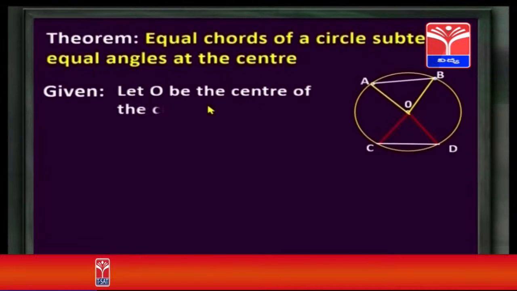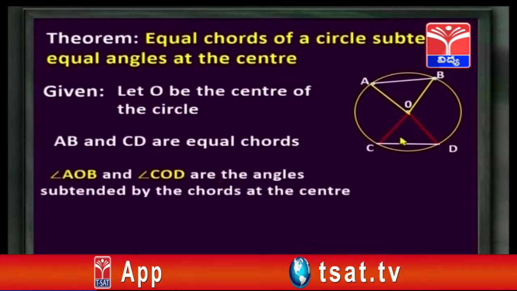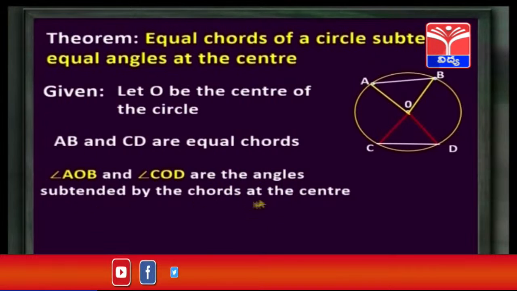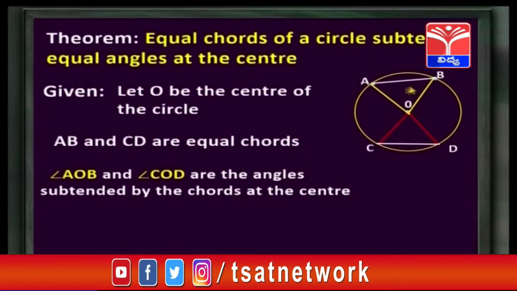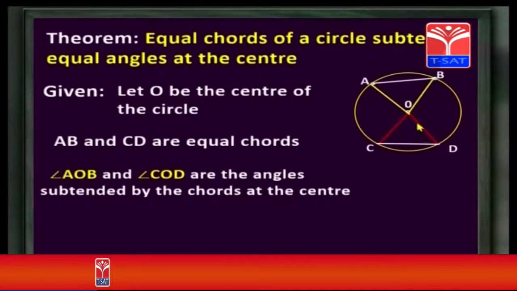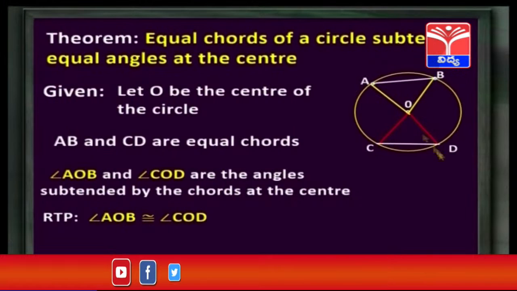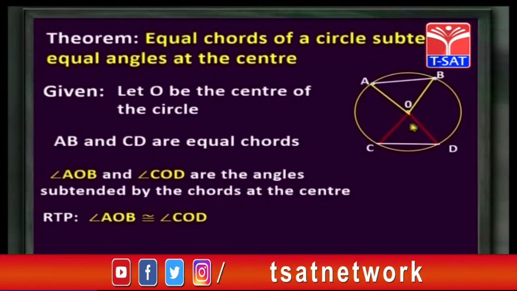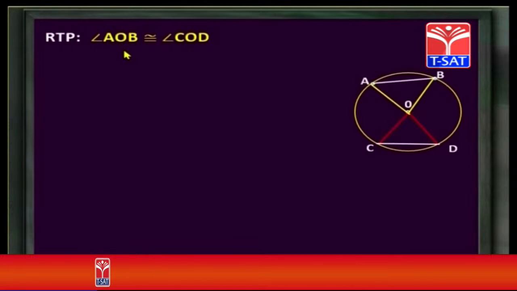What is given? Let O be the center of the circle, AB and CD are equal chords. Angles AOB and COD are the angles subtended by the chords at the center. AOB is the angle subtended by chord AB at the center, and COD is the angle subtended by the chord CD at the center. Now what do we need to prove? We need to prove angle AOB is equal to angle COD. These two angles are equal. We need to show that.